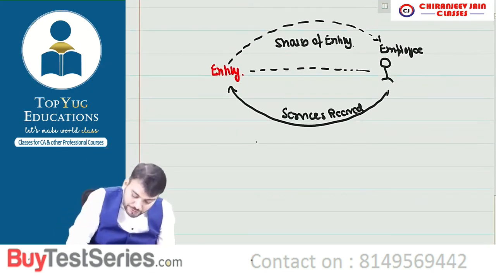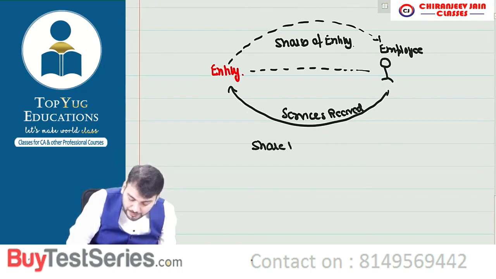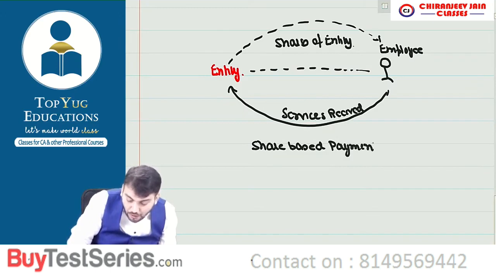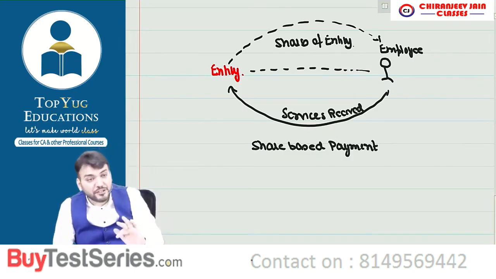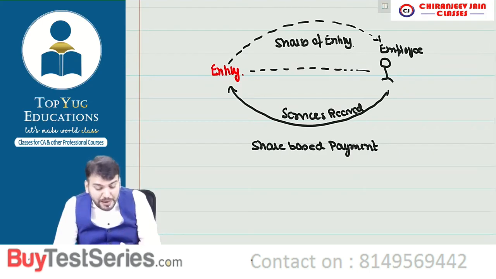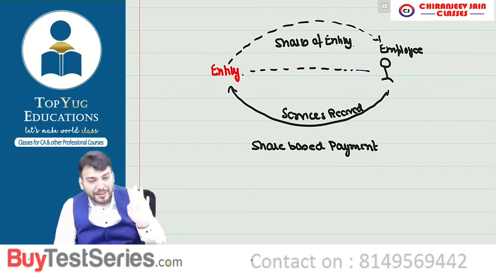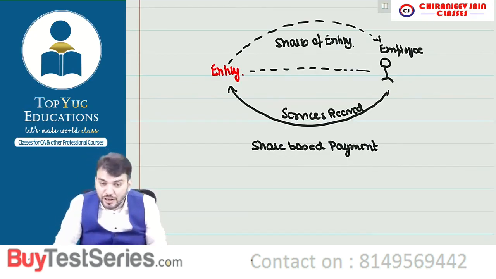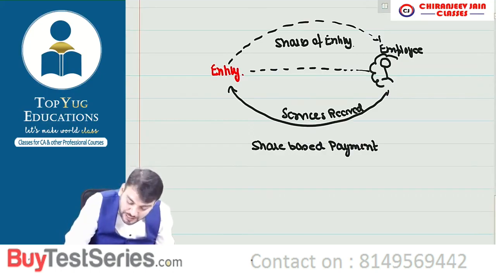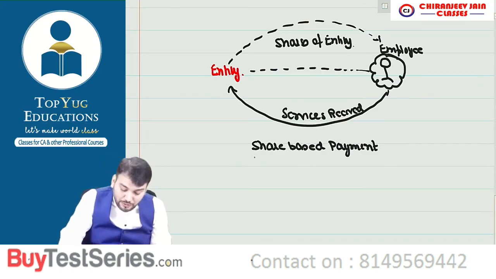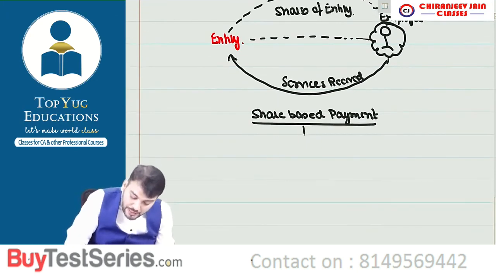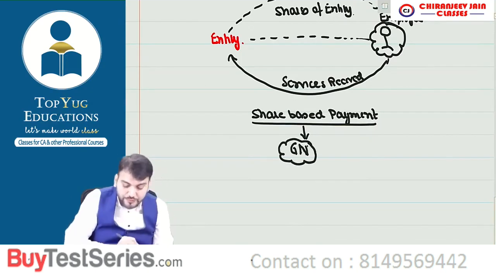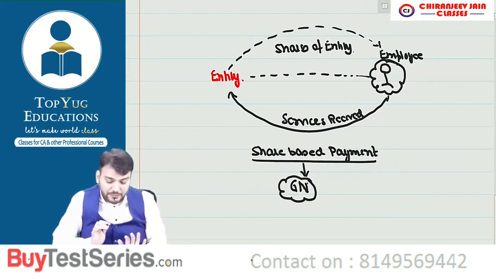This is known as what? Share based payment, but only to employees. Only to employees means the guidance note does not cover any payment which is done in the form of shares to non-employees. For payment in shares to non-employees, this guidance note is not discussing. So here this person must be an employee of the entity, correct. So this is known as share based payment, and this is covered in the guidance note. Understood this point?